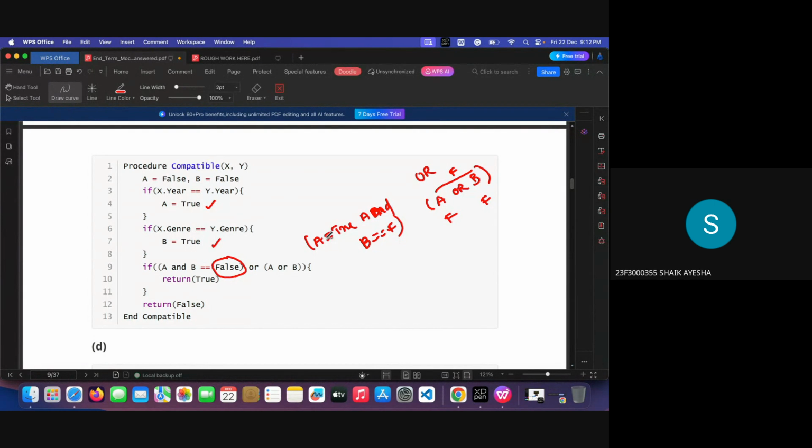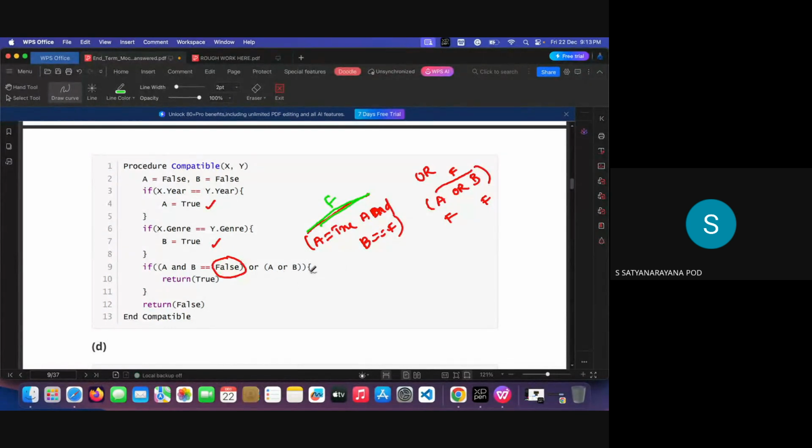So at this time, true and false, what does it return? It is false only, no? True and false returns false only. Is it clear? Yes, sir. True and false returns false. So up to here is okay.